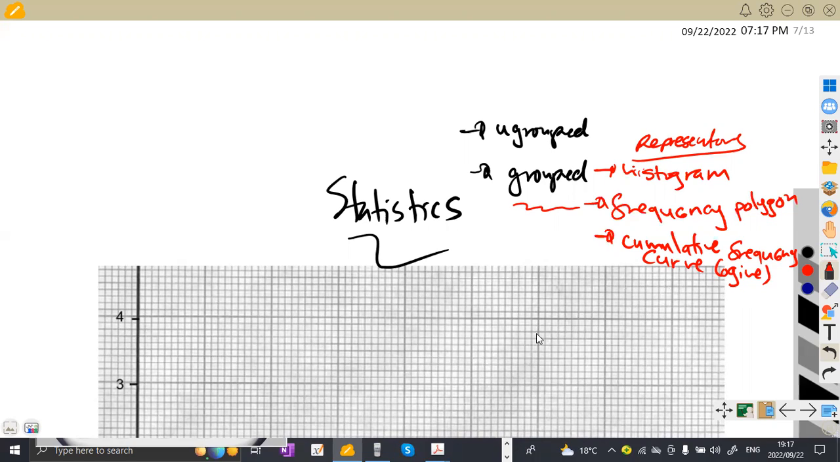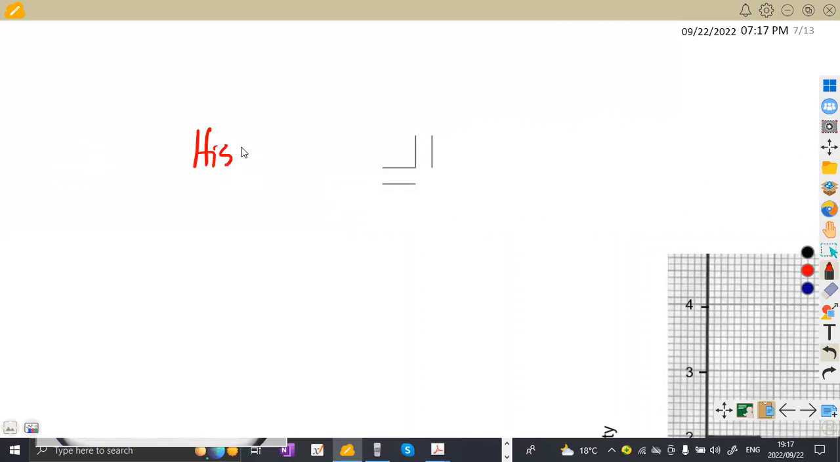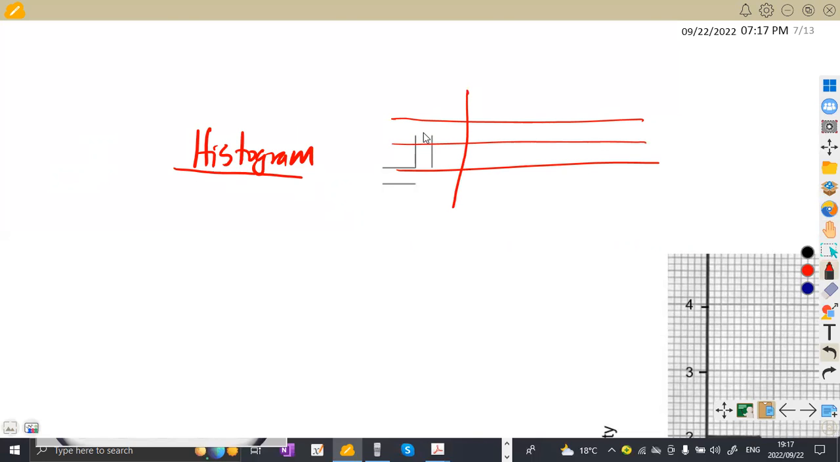All right, so how do we work with this information? We are going to start with the histogram. I'm just going to explain the information that you need when drawing a histogram. You're going to be given grouped information like this: they can write X greater than 0, less than or equal to 5, and 5 less than X less than or equal to 10, and so on.